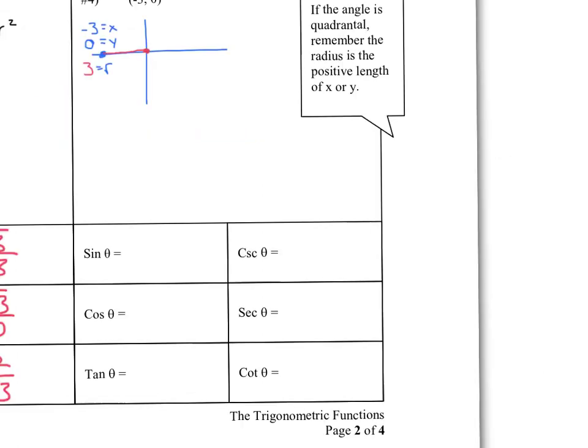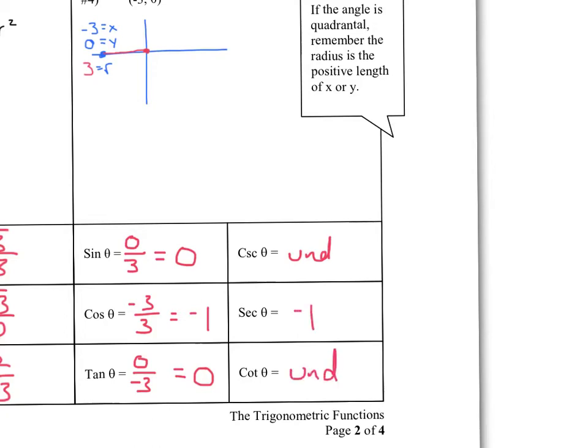Sine of theta is y over r. 0 divided by 3 is 0. Cosine of theta is x over r. Negative 3 over 3 is negative 1. Tangent of theta is y over x. That's a 0 over a negative 3, which reduces to 0. Then we got reciprocals. Reciprocal of 0 is undefined, because 0 over 1 reciprocated is 1 divided by 0. Reciprocal of negative 1 is negative 1. Reciprocal of 0 is undefined once again.